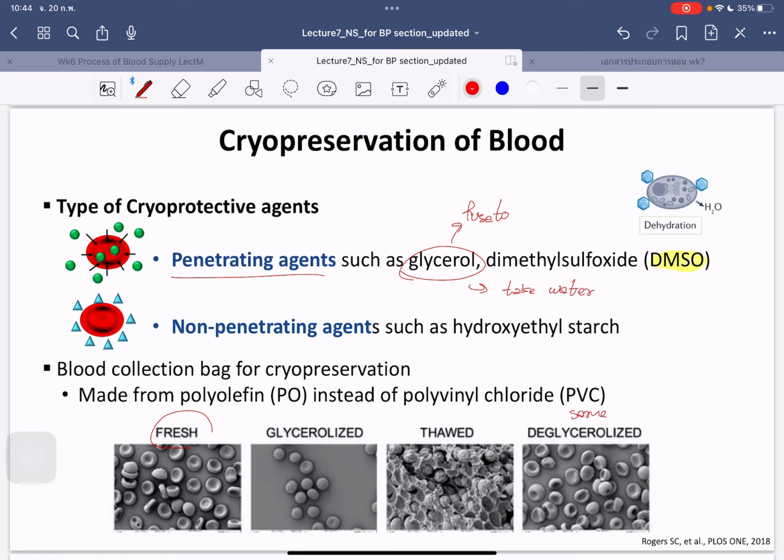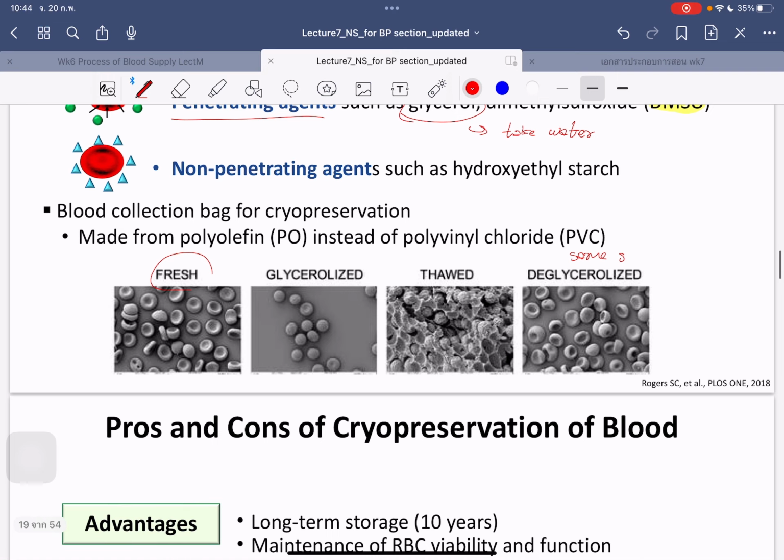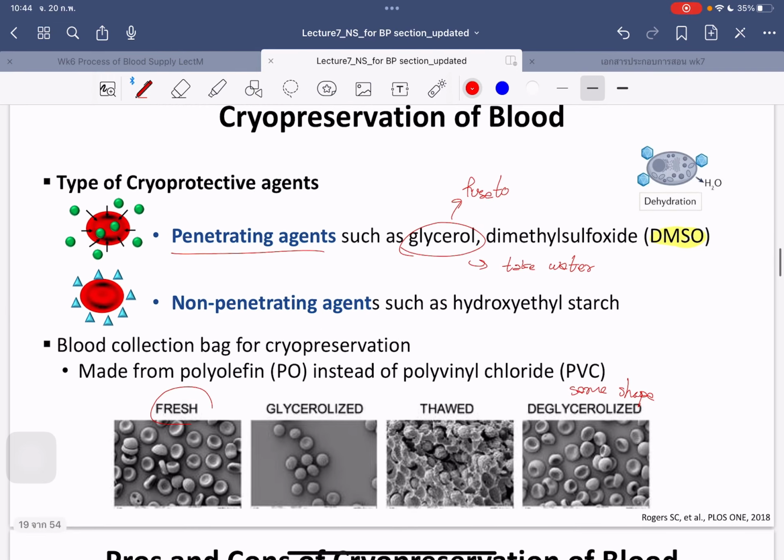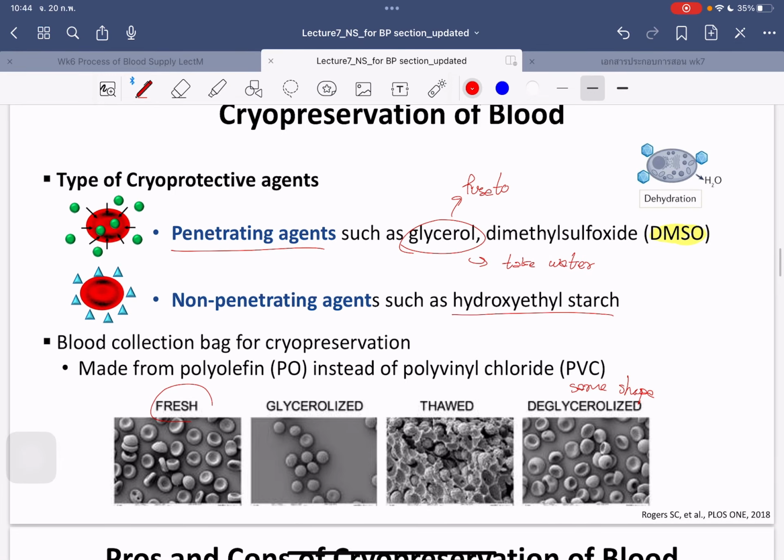So actually I don't want you to know all these. Just give you the example of how to use the cryopreserved red blood cells. And the second one is a non-penetrating agent, such as hydroxyethyl starch. For this one, the cryoprotective agent will not diffuse into the cells. Which method do you think is better? Penetrate into the cell or non-penetrate into the cells?